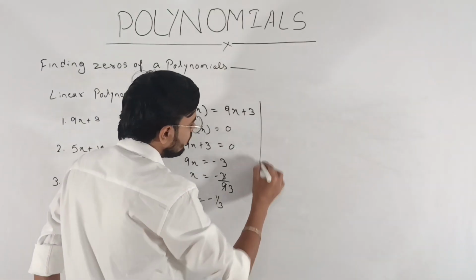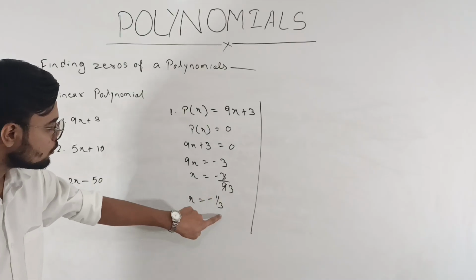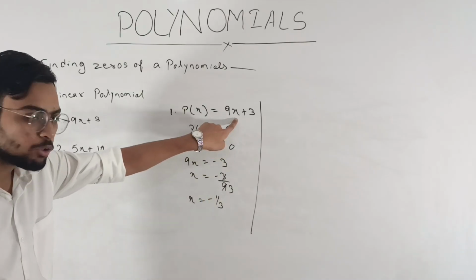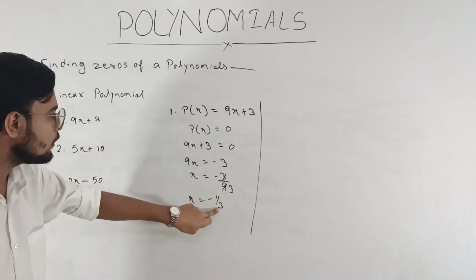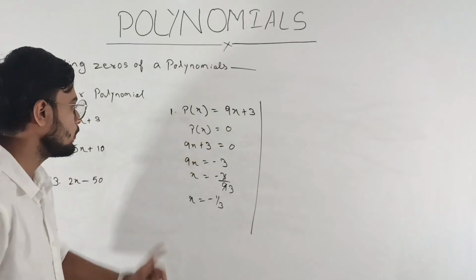Let's check it. Is minus 1 upon 3 a root or not? For checking whether this is a root or not, we put x is equal to minus 1 by 3 in place of x in this polynomial, and after putting this value, if this polynomial becomes 0, then we say yes, this is the root of this polynomial. Now let's check.